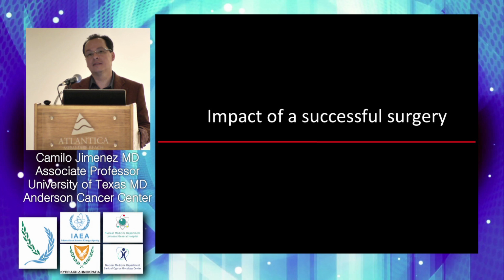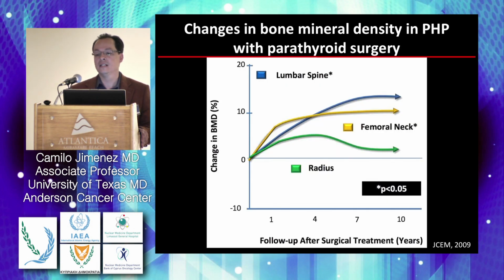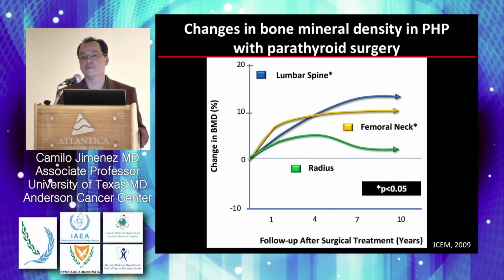What is the impact of a successful surgery? From an objective perspective, patients who have had surgery for parathyroid disease are patients in whom, over time, you will see an improvement in bone mineral density. And you can see it in this graphic, in which in the y-axis you will see the change in bone mineral density in percentage, and in the x-axis the follow-up after surgical treatment in years.